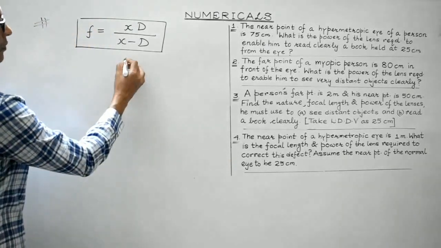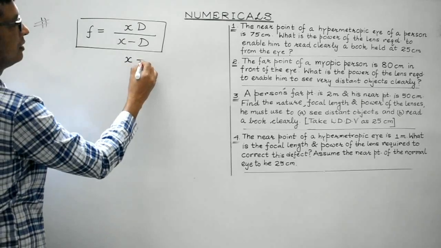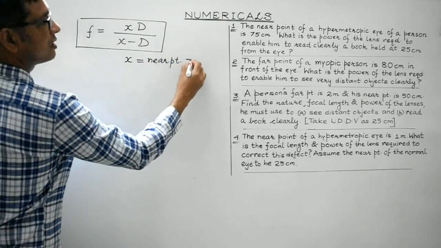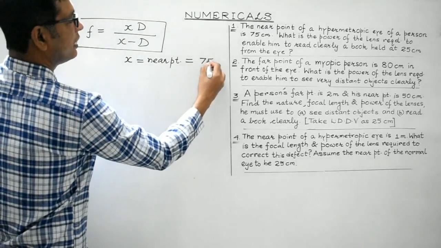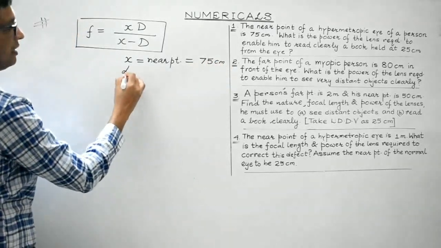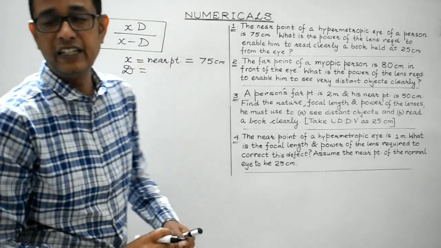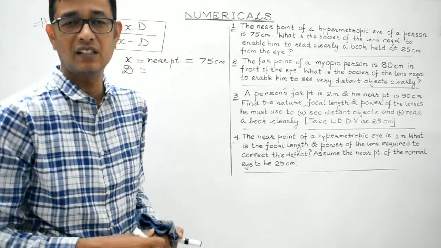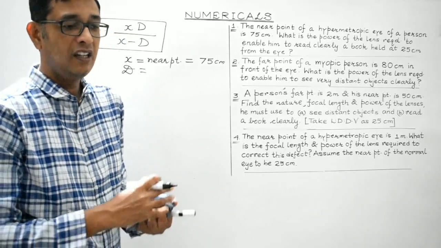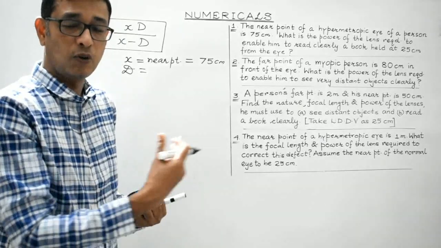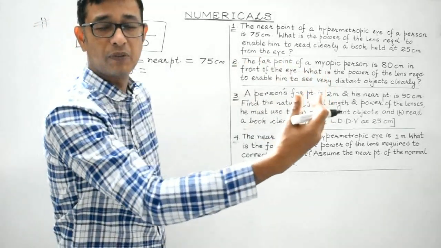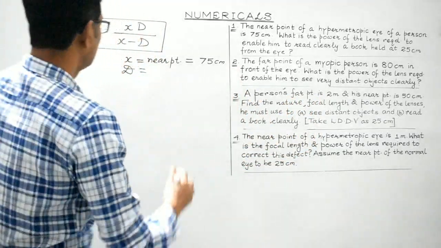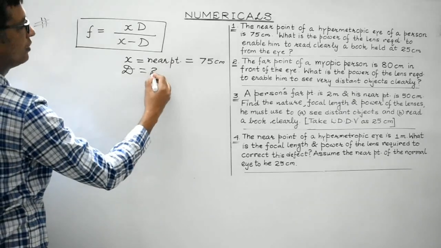So here, x is the near point, which in this case is given to be 75 cm. And d, as you are aware, is LDDV, least distance of distinct vision, which for a normal eye is considered to be 25 cm. It is actually the minimum distance from the eye at which an object kept from the eye can be seen clearly and distinctly, right? So that is 25 centimeters given.